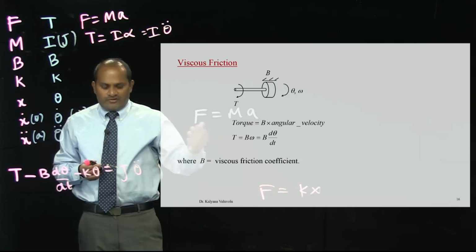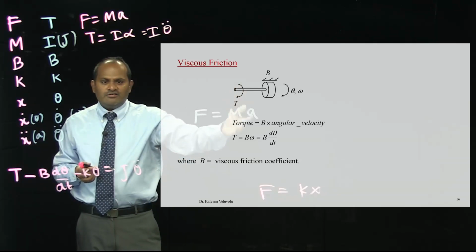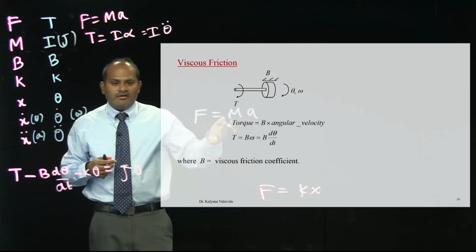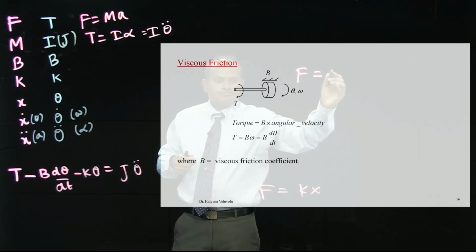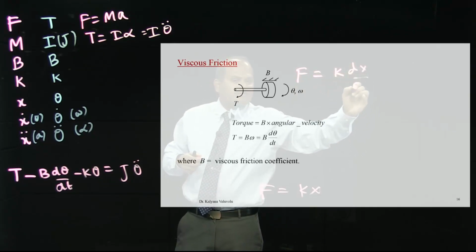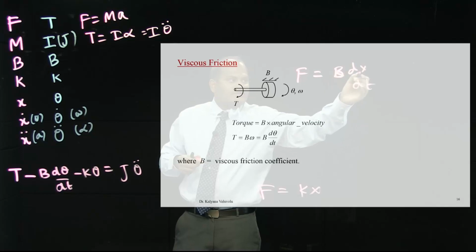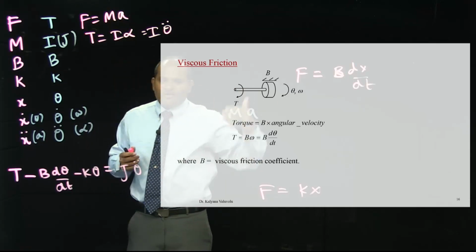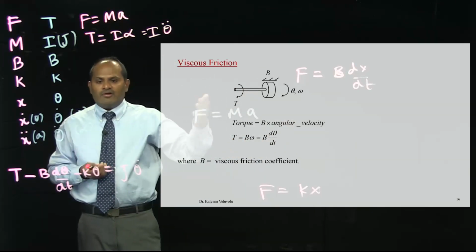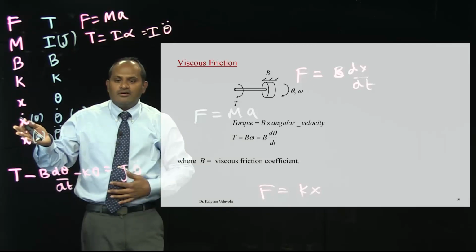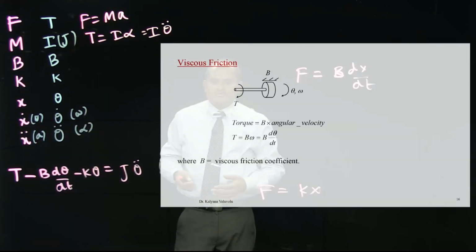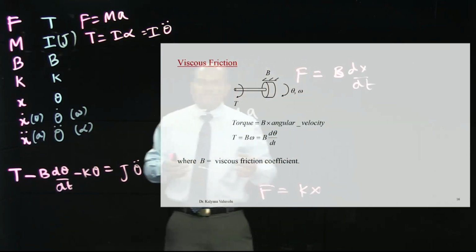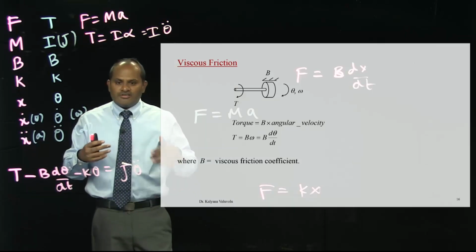Next, viscous friction. It is similar to our earlier expression: torque is given in the form of B d theta by dt, or F is equal to B into dx by dt, that is what we learned earlier. So, it is directly related to this expression. In this way we can compare the translational systems with the rotational systems. All these three form the basis of description for rotational systems.